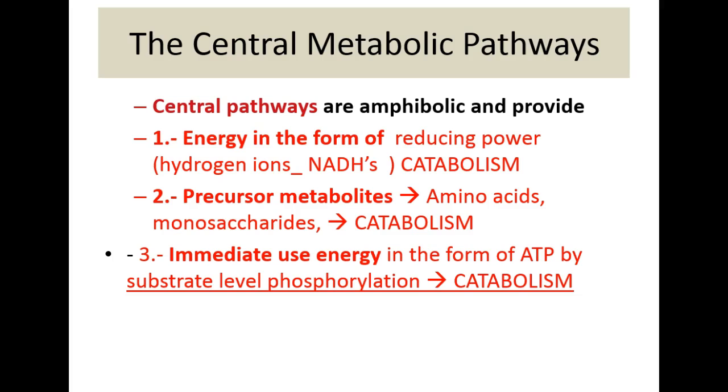Glycolysis functions will be to provide energy in the form of reducing power. It will rob hydrogens from glucose, giving those hydrogens to electron carriers, mainly NADH. Glycolysis will also produce precursor metabolites, amino acids and monosaccharides. Glycolysis will also produce immediate use energy in the form of ATP by a process called substrate level phosphorylation. So these will be the three catabolic end results of glycolysis.